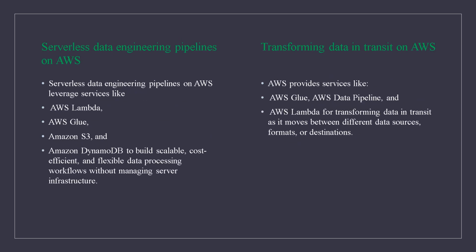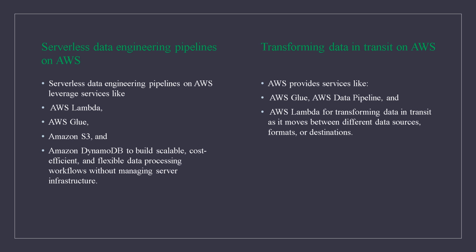To the next slide, we talk of the serverless data engineering pipelines on AWS. Serverless data engineering pipelines leverage services like AWS Lambda, AWS Glue, Amazon S3, and Amazon DynamoDB to build scalable, cost-efficient, and flexible data processing workflows without managing server infrastructure. You don't have to focus on the server infrastructure to use those.